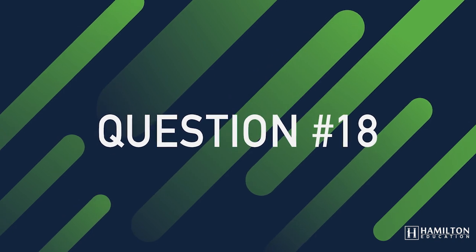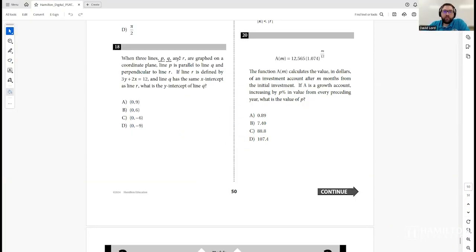All right, almost the end. Question 18. When 3 lines P, Q, and R are all graphed in the coordinate plane, line P is parallel to line Q, so those have the same slope, and perpendicular to R, so opposite reciprocal. If line R is defined by this equation, so let's write that out, 3y plus 2x is equal to 12, subtract the 2x over, and divide by 3. So negative 2/3 x plus 4. So that's line R. So then P and Q must have the opposite reciprocal slopes. Their slope must be 3/2.